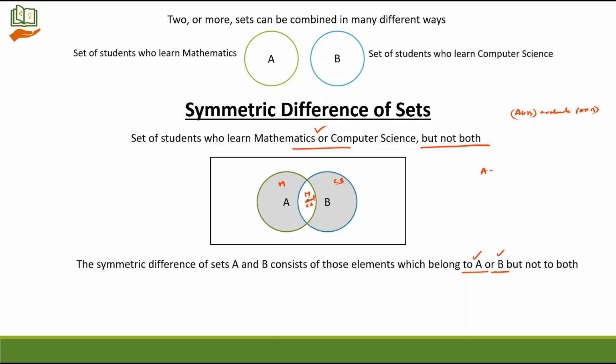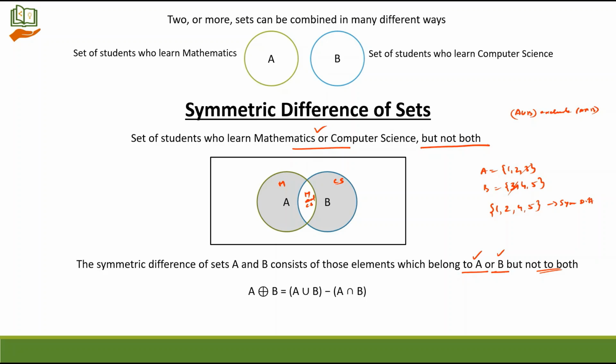Let's take A is equal to {1, 2, 3} and B is equal to {3, 4, 5}. 1 is there in A, so we are selecting. 2 is there in A, we are selecting. Can we select 3? No, because it is available in both A and B. It should not be in both. So we are excluding 3. 4 is available only in B. 5 is only available in B. This will be the symmetric difference of A and B.